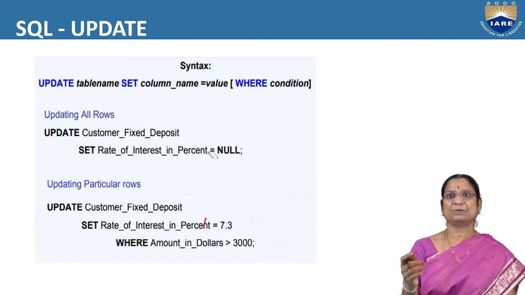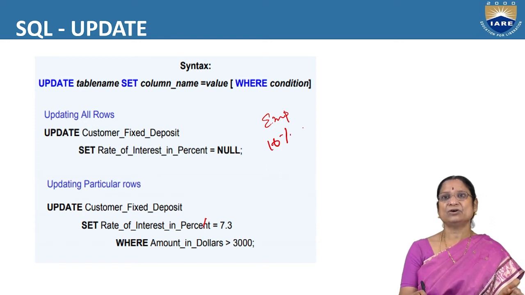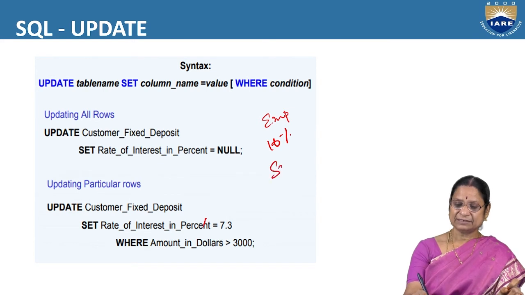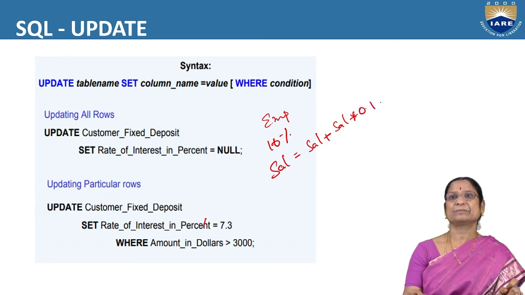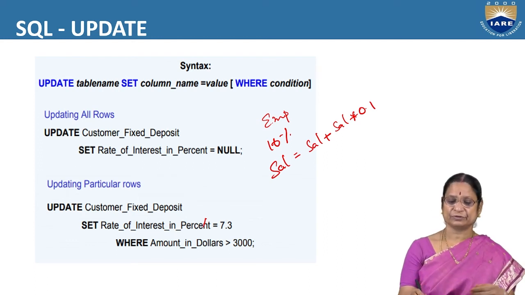I'll give one more example. In our employee database there is salary, and a 10% hike: give a 10% hike to all employees. 10% of hike means salary will become salary plus salary multiplied by 0.1, or salary is equal to salary star 1.1. You can use either of them.